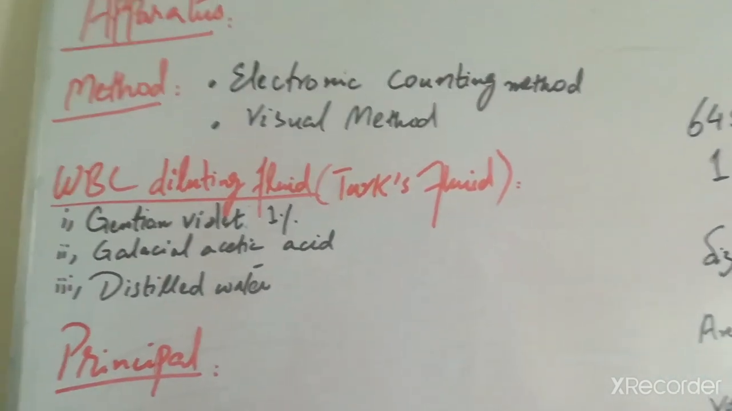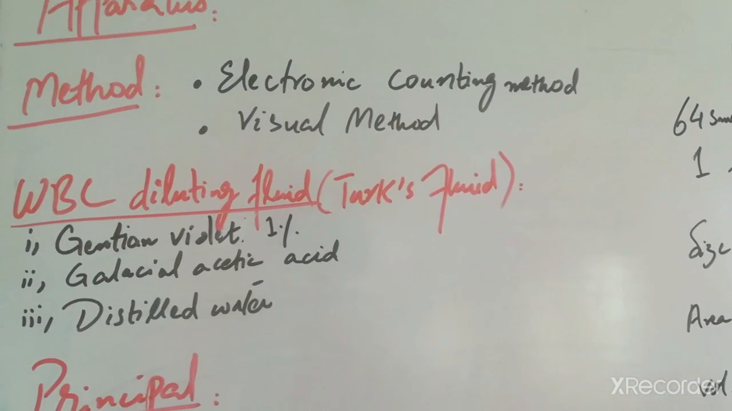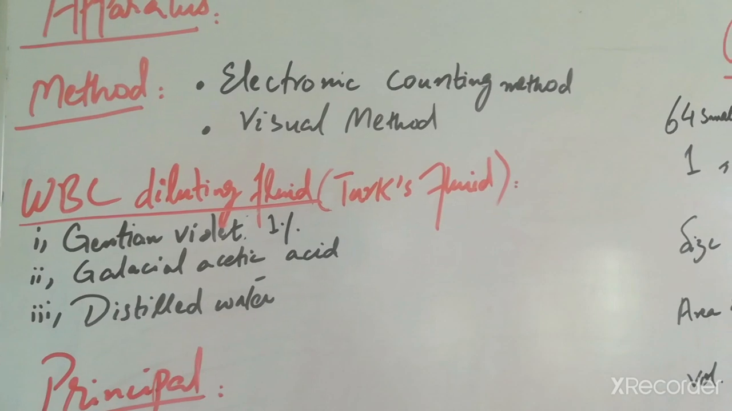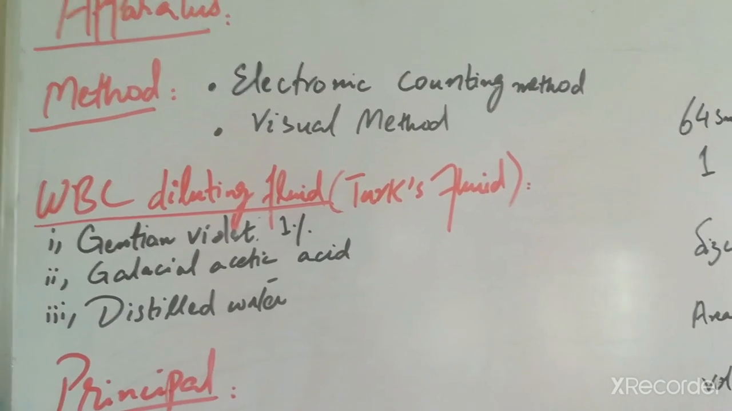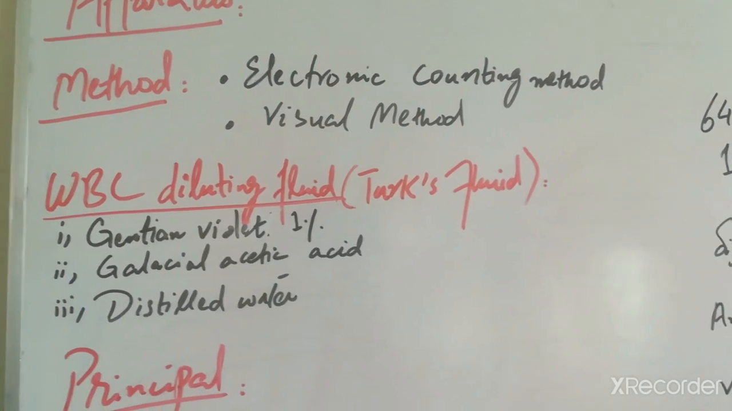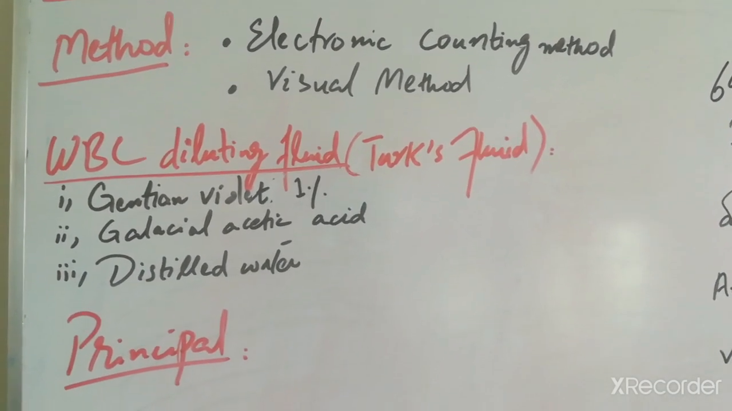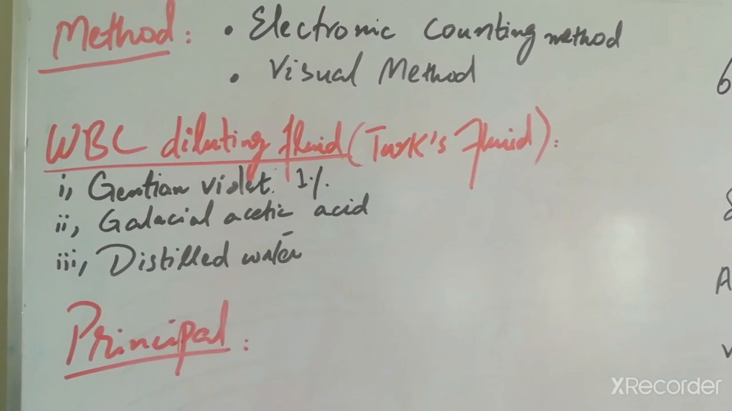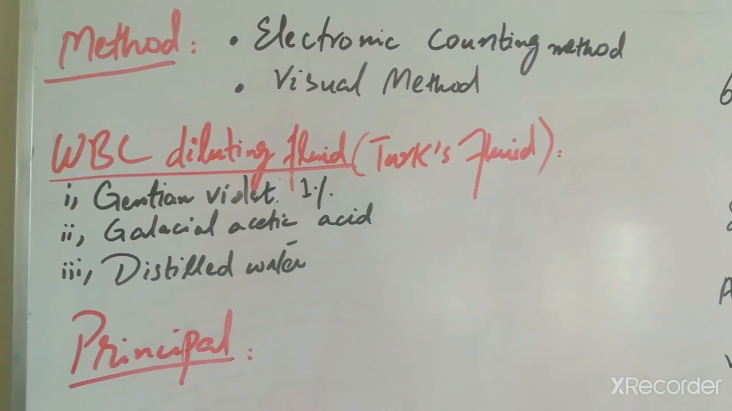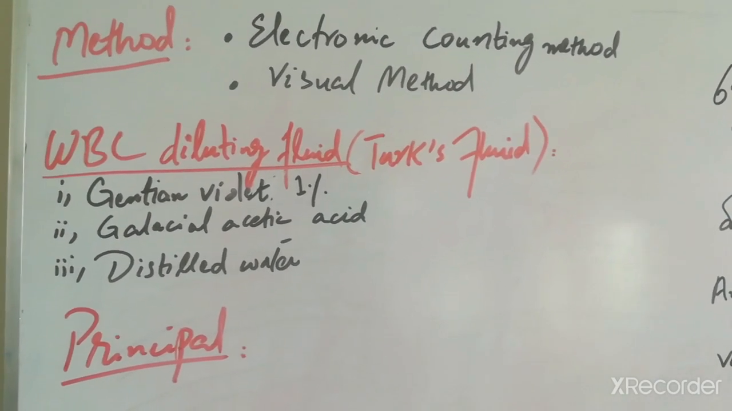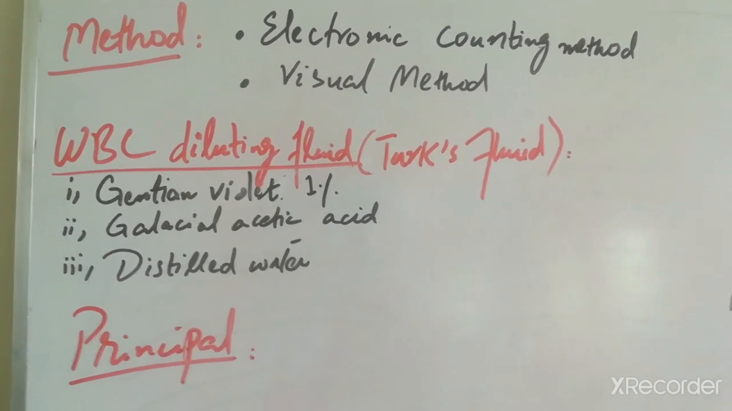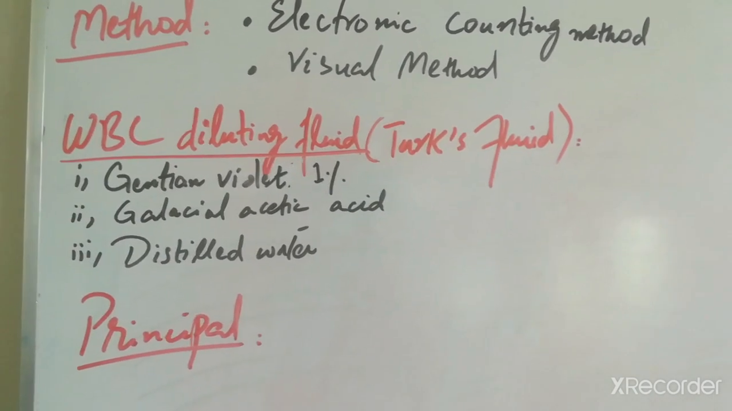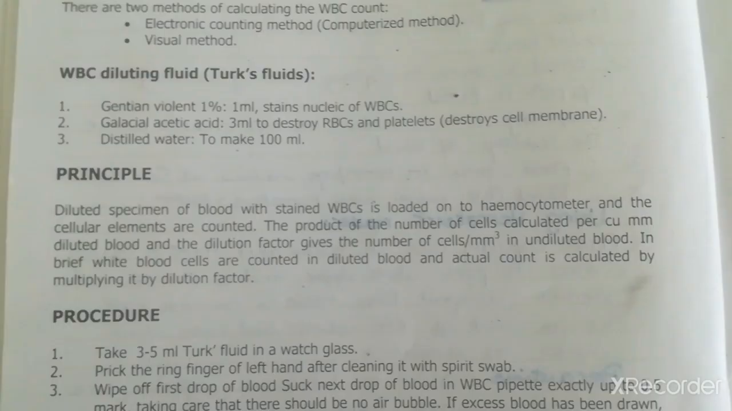Okay, so there are two types of method to determine TLC. The first one is electronic counting method, and the second one is visual method. Today we are going to perform the visual method. Let's come back to WBC diluting fluid. This is also called as Turk's fluid. You may come across short question in your Viva, so you have to learn the composition of this fluid. It is gentian violet 1%, glacial acetic acid, and distilled water.